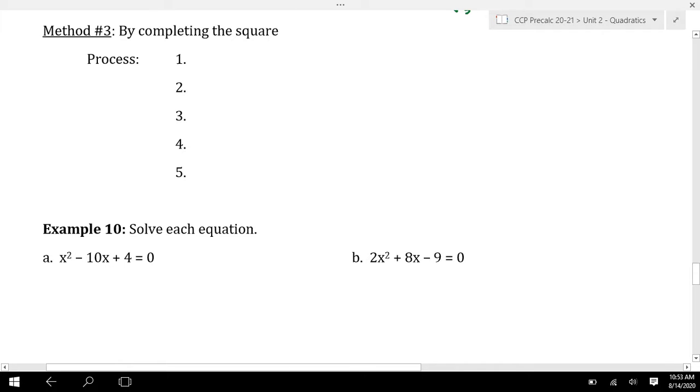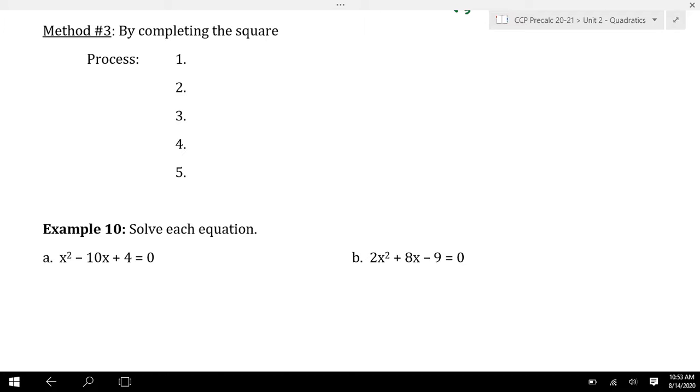Our next method of solving a quadratic equation is going to be completing the square. And honestly, this one is not my favorite, and I avoid it if I can, but it's something that's going to be really important to us as we go through conics, which will, I think, be on our next unit.